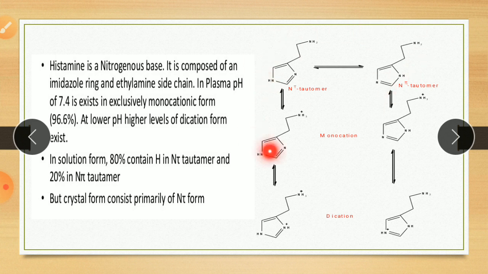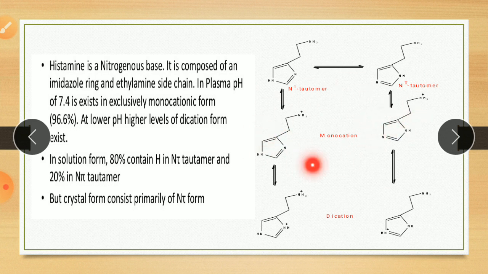It is a charged form. This one is also a charged form, but it is the monocationic form. This is the dicationic form. This tautomer is called the N-tau tautomer, and this tautomer is called the N-pros tautomer. So histamine at physiological pH, that means at 7.4 pH, 96% of histamine exists in this form, that is the monocationic form.